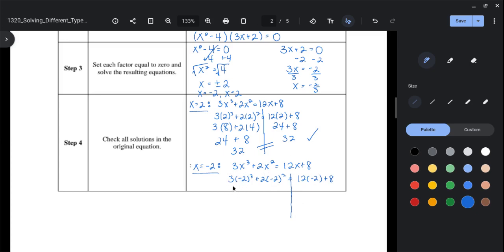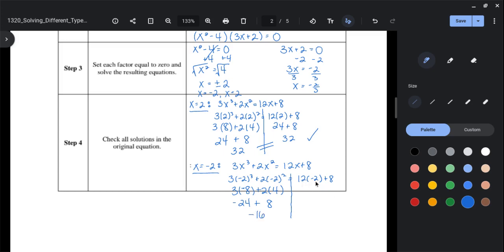So again, you're going to do exponents first. So a -2 cubed, -2 times -2 is +4, times a -2, this time we get a -8. And then -2 times -2, we get a +4. 3 times -8, that's going to be a -24, plus 2 times 4, which is going to be 8. -24 plus 8, we're going to get -16.